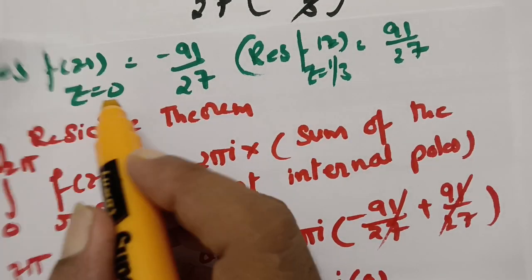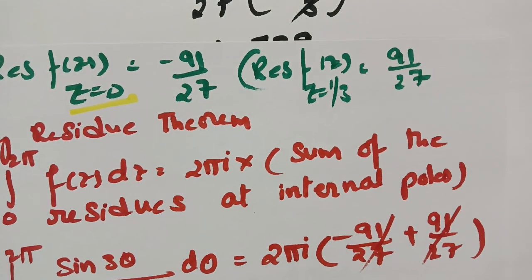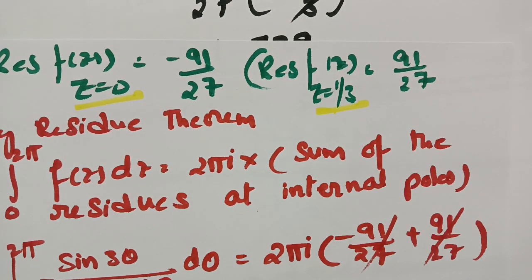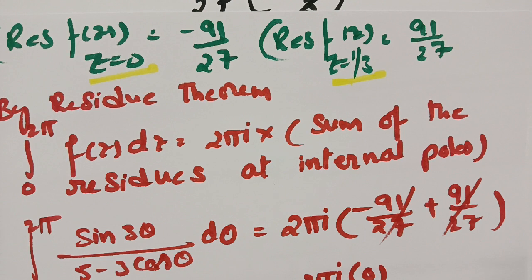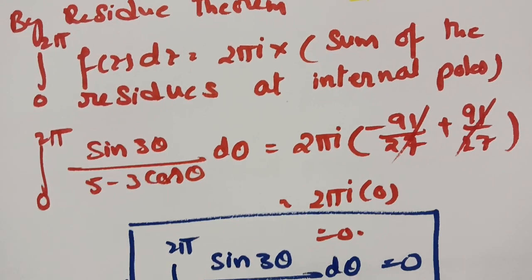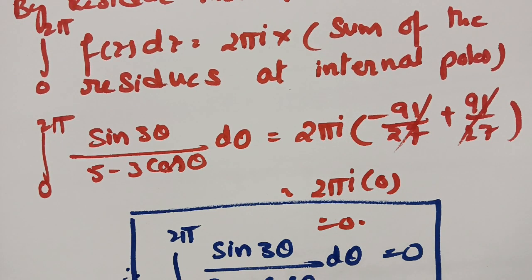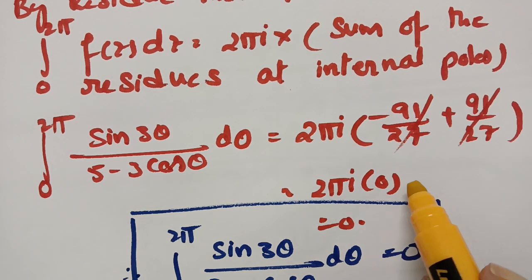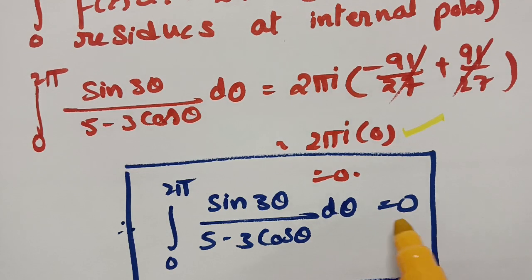So for z equal to 0, we got minus 91 by 27, and for z equal to 1 by 3, we got plus 91 by 27. We use the residue theorem, 2 pi I into the sum of the residues at the internal poles. After adding up, we got the value 0. So this is how we have to solve.